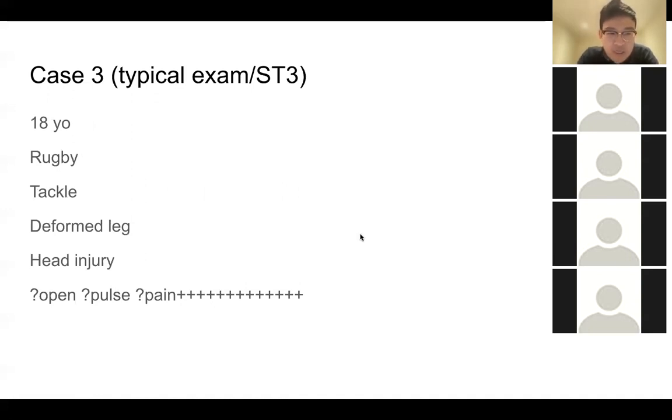So okay, an 18-year-old rugby tackle with a deformed leg, potentially a head injury, query open, query pulse, and a lot of pain. So what's your initial management of this patient?